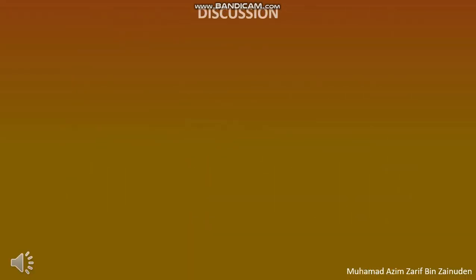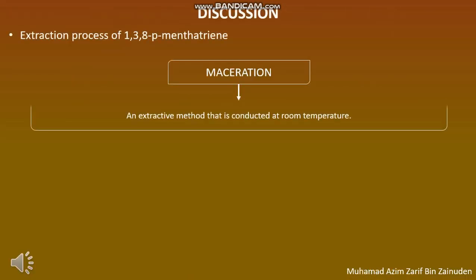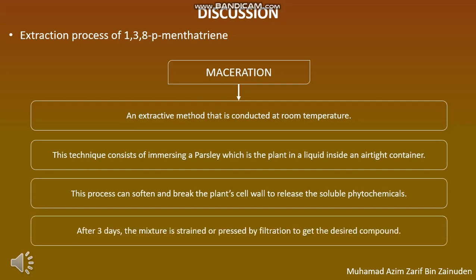For the extraction process, there are 3 types of it. Firstly, maceration. It is conducted at room temperature and consists of immersing parsley in a liquid inside an airtight container. This process can soften and break the plant's cell wall to release the soluble phytochemicals. After 3 days, the mixture goes through a filtration process to get the desired compound.